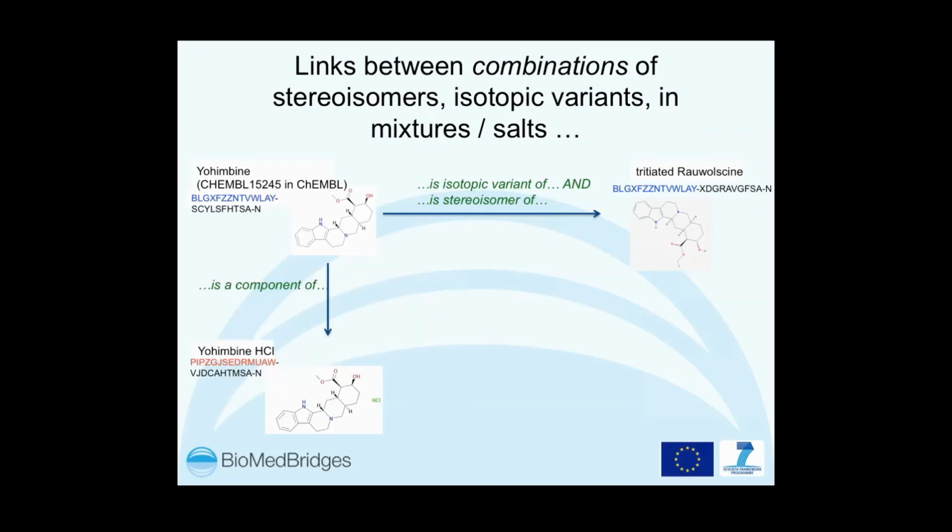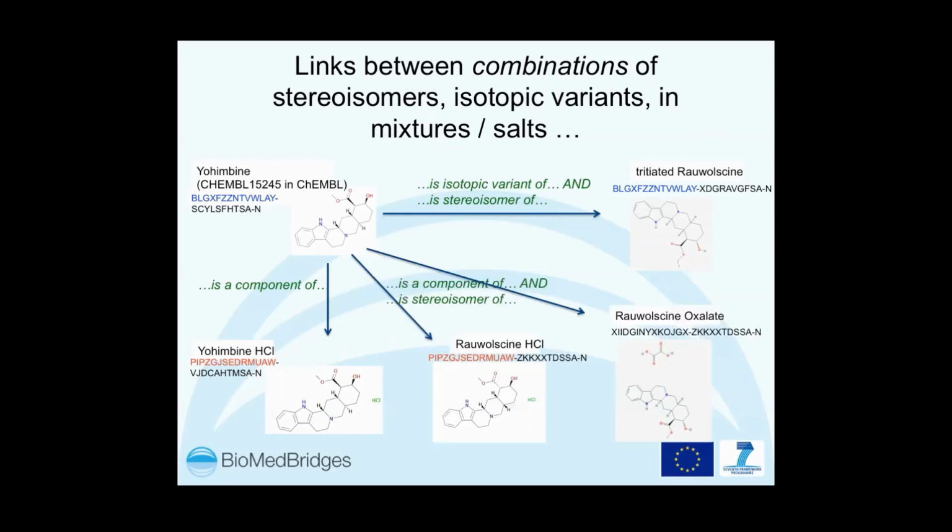As I said, we can do a lookup in the table of the first InChI key hash block hierarchy to do the same thing for salts and mixtures. And we can do all the different possible permutations and combinations of those as well.